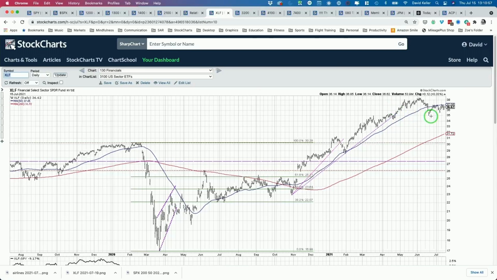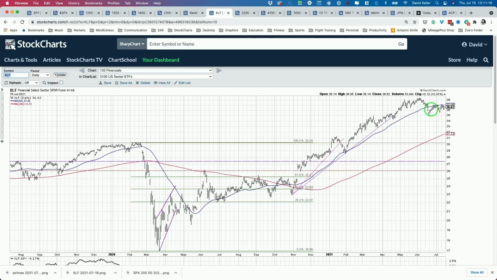The XLF looking a little different. And within the financial sector, I would argue you've got a bit of a dispersion in terms of what the charts look like. You have stocks like MCO and others, which we'll talk about, that are in pretty good uptrends. You have others like JP Morgan, for example, that are really threatening to break down and give sort of a head and shoulders pattern.